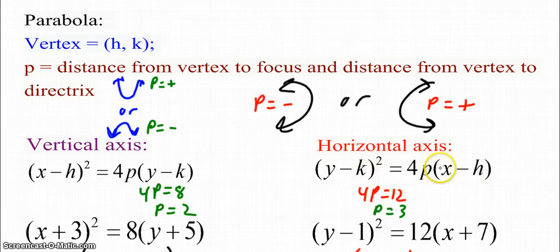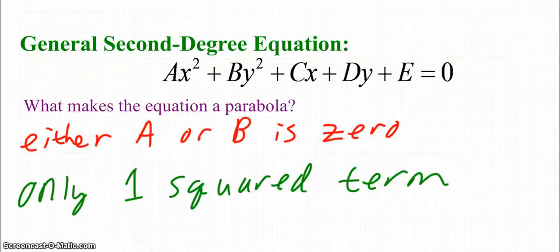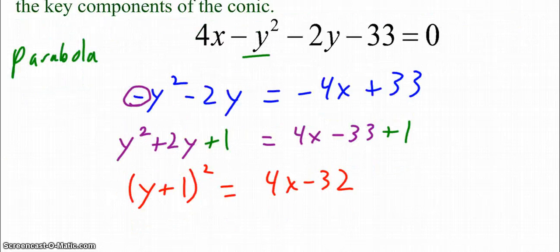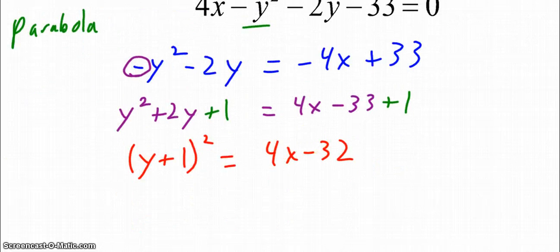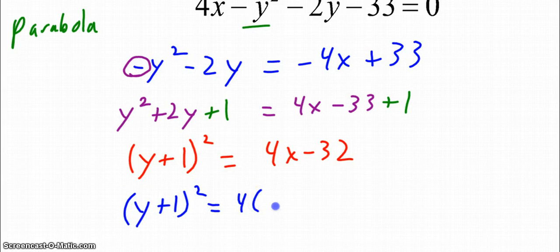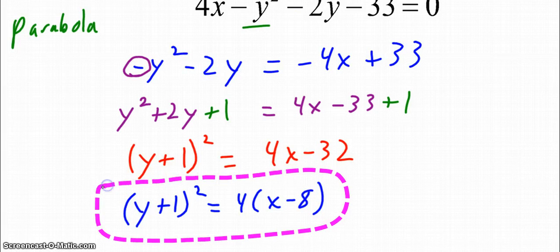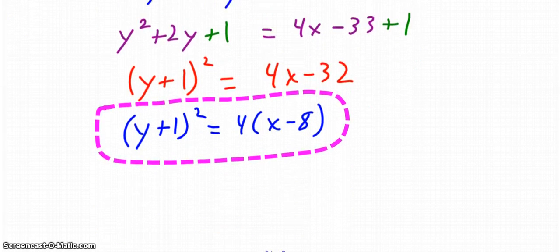Now we're really close to having this in standard form. What else do we have to do is we need to get the coefficient on the x to be a 1. So we don't divide by 4, we factor it out. So we'll get y plus 1 squared equals 4 times x minus 8. Parabolas are also the easiest to get into standard form because you only have one term you have to complete the square with.